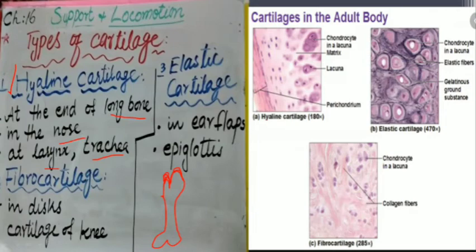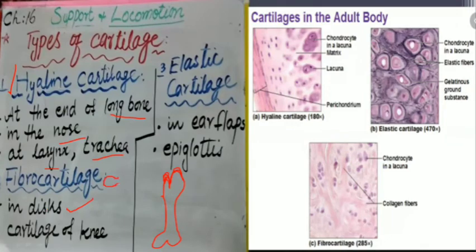Hyaline cartilage, you can see its structure. There are collagen fibers, fewer in number. If we see the fibro cartilage, we can see here that it is present in the discs of the vertebrae of our backbone.